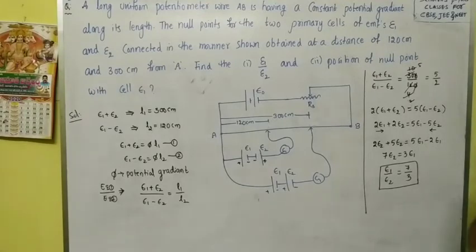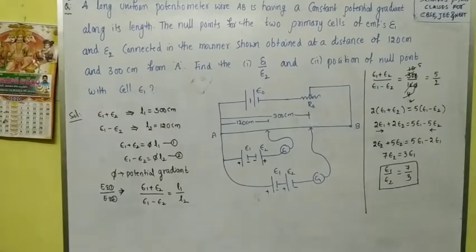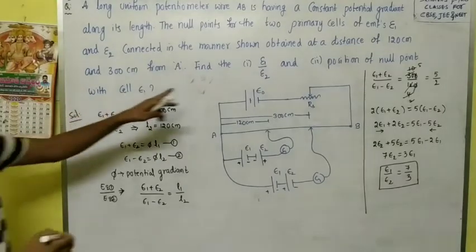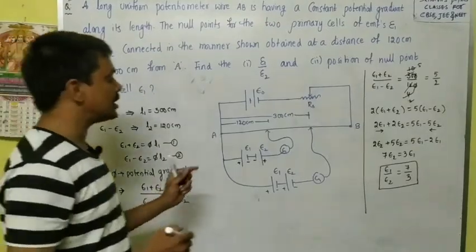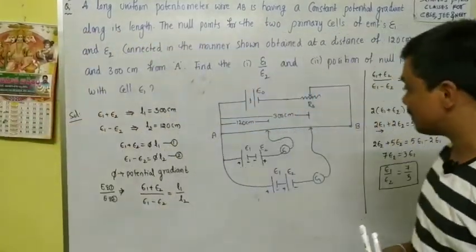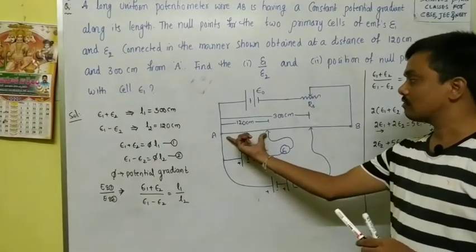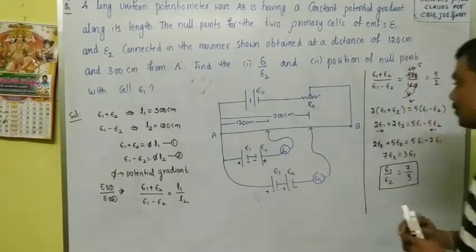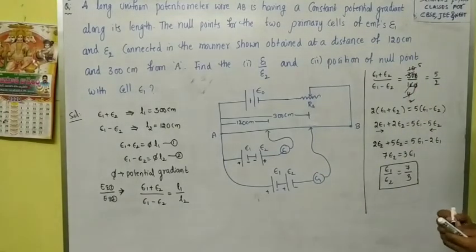They are asking to find E1 by E2, and there is one more question: the position of the null point with the cell E1 only. Here we are using the two cells, and for that we know the position of the null point. But only if you use the E1 cell, then what is the position of the null point? That is what they are asking. For that, let us see the solution.